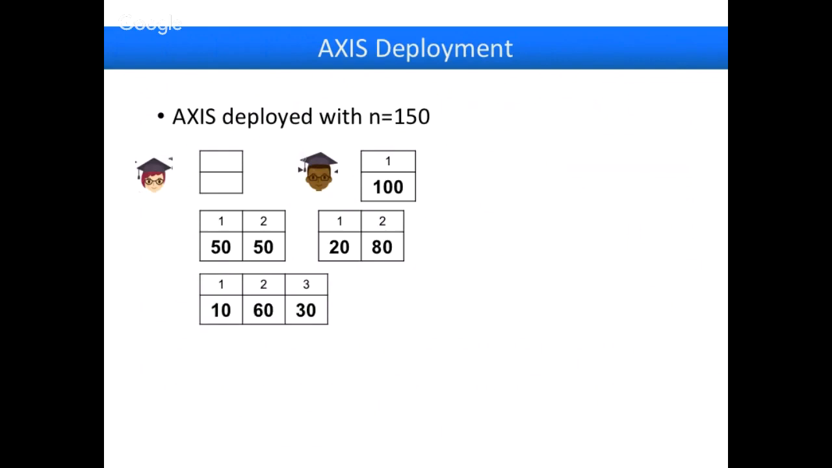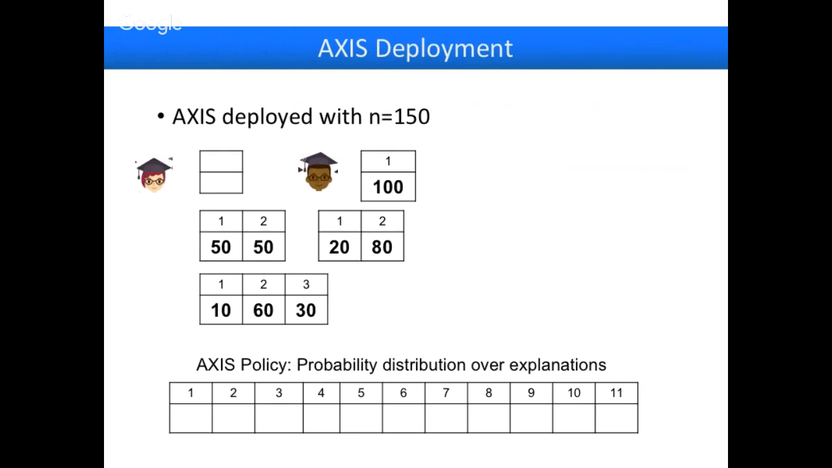But then another explanation might get added. And so what happens is that over time, we're constantly updating this probability distribution, analyzing data, and computing the probability that each explanation is the highest rated. And then we use that probability to give the explanations to future students. And so what you end up with at the end of these 150 people is a policy that is a probability distribution over explanations. Here's one simple policy.